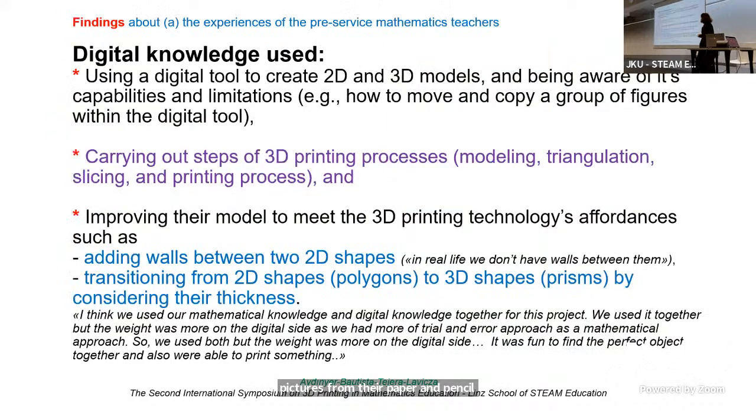For digital knowledge, we can say that they used knowledge about the particular characteristics of that digital tool to create their model. We observed that they seemed aware of the capabilities and limitations of this digital tool, which is very important, I think.